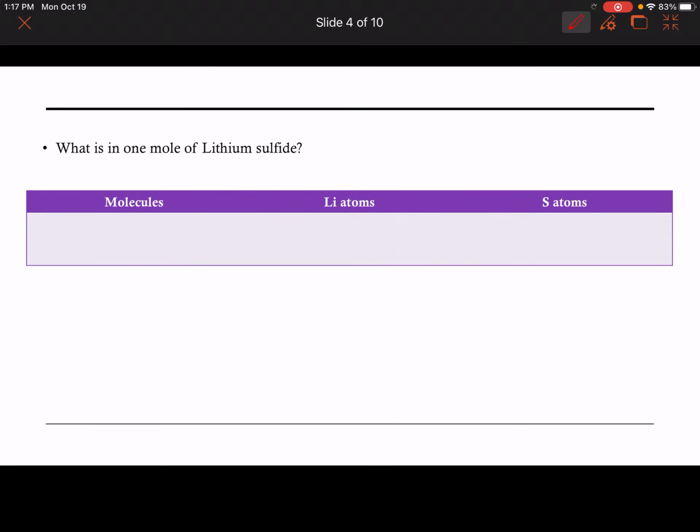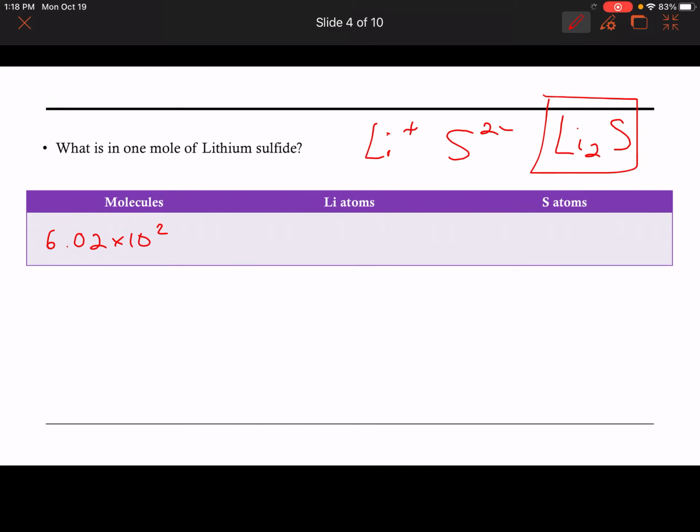Now, what about if we look at lithium sulfide? So you need to be able to write the compound here. So lithium is 1 positive, sulfur is 2 minus. So these are going to bond in a 2 to 1 ratio here. So I've got 2 lithiums for every 1 sulfur. Now, if I've got 1 mole of lithium sulfide, how many molecules do I have? And that's going to be 6.02 times 10 to the 23rd molecules.